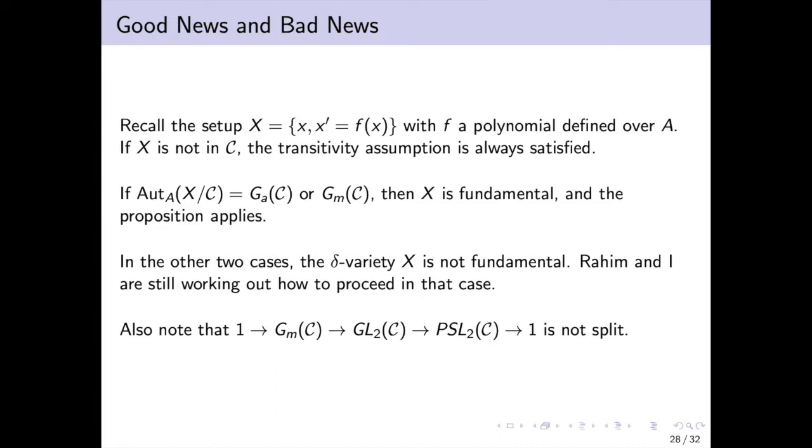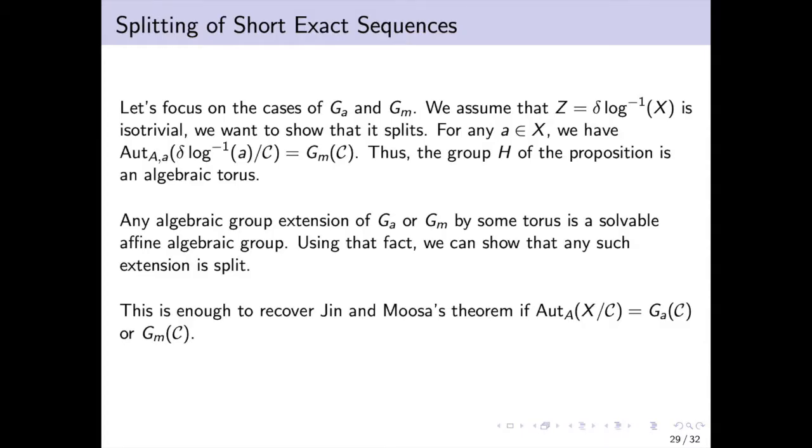So if the binding group downstairs is GA or GM, then X is fundamental and we can apply the proposition. The action is always transitive if X is not in C. In the other two cases, in particular in the case of the semi-direct product of J by GM, you're not fundamental anymore, so you need to do some extra work to get it through. And also, you know that this is not split. So it explains why the last case didn't work: we have something that's not split in that case. But at least for the first two cases, we know what to do.